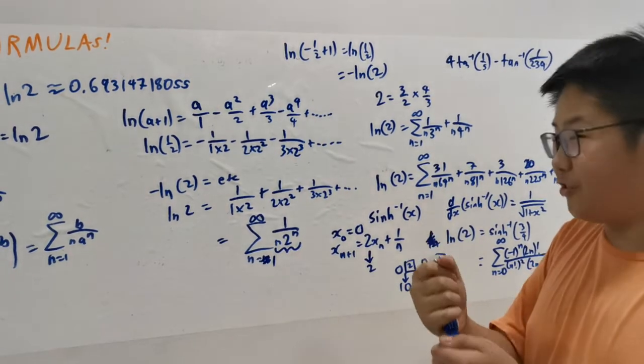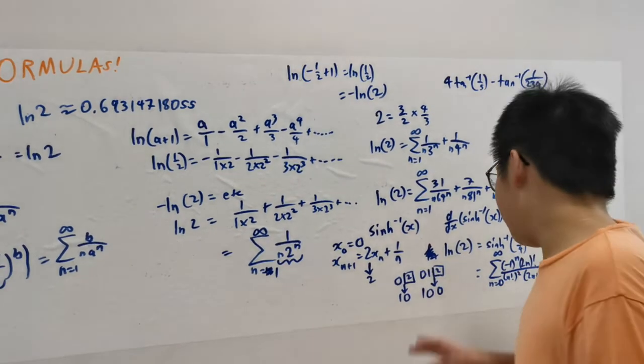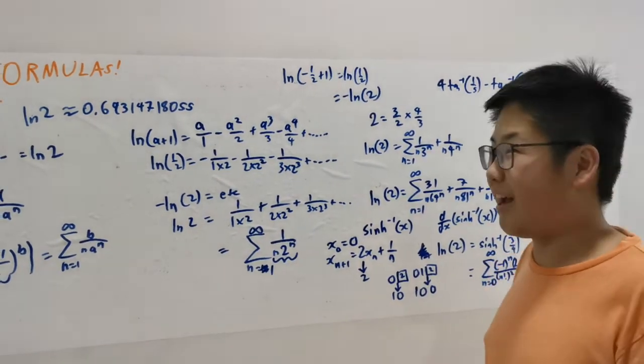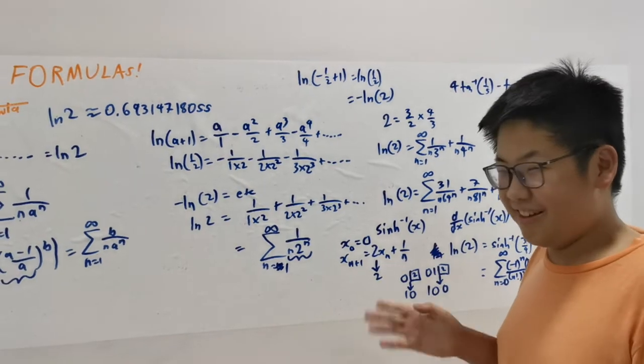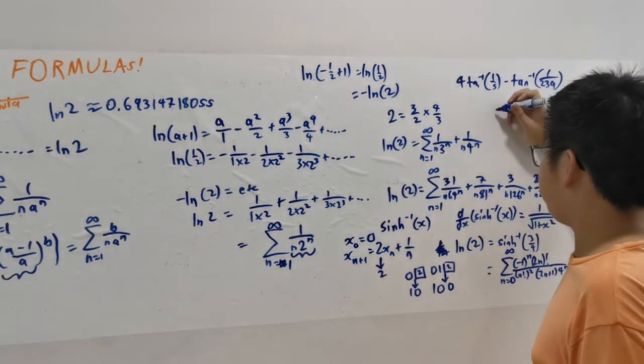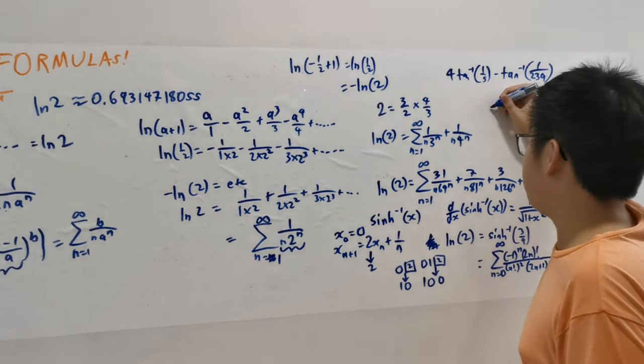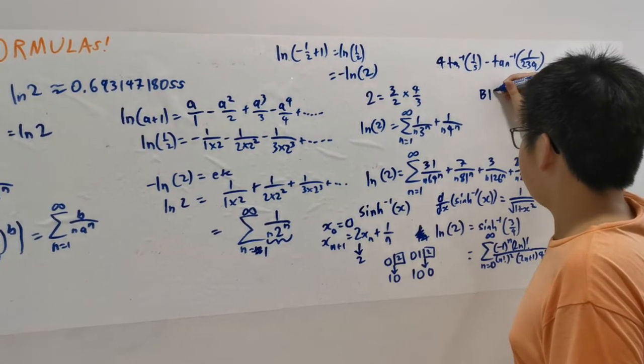And that's all for today. ln 2 formulas. You can generate more binary digits than you like. And just on a side note, the first 3 hexadecimal digits of ln 2 are B17.